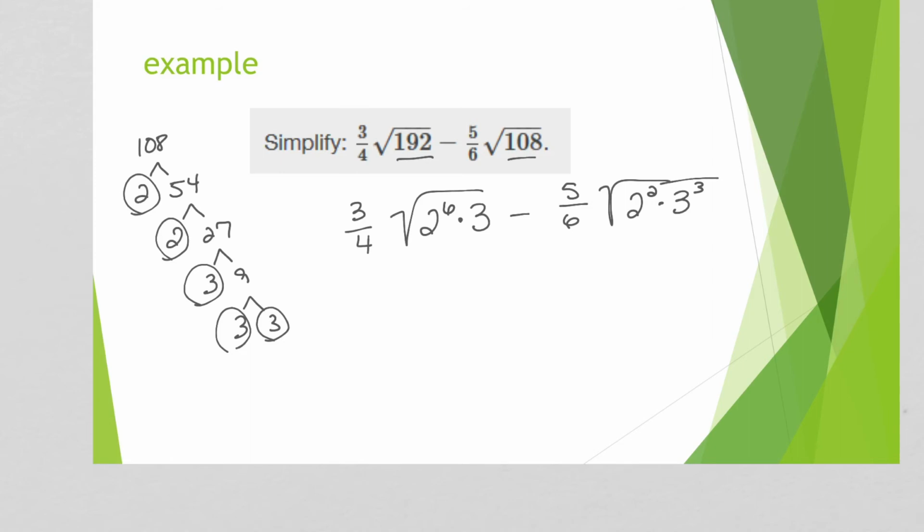Now I can take the square root of 2 to the 6th power. That's like saying I have 6 shoes in my closet. They're all shaped like 2's. How many pairs do I have? Well, I've got 3 pairs, right? So I've got 3/4 times 2 to the 3rd power, because remember I had 3 pairs, and then what's left over is the square root of 3.